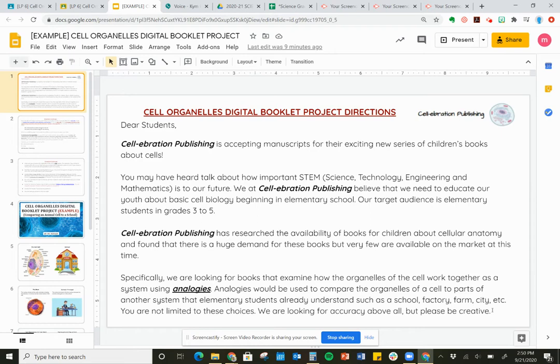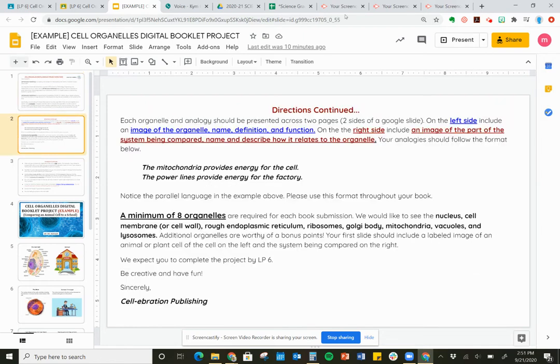I'm going to throw in a car, a hospital, whatever you can come up with, a company, a business, anything that you want to use in order to compare a cell to. You are not limited to these choices. We are looking for accuracy above all, but please be creative." And then we get to slide number 2 here.